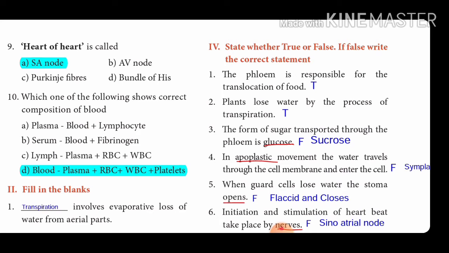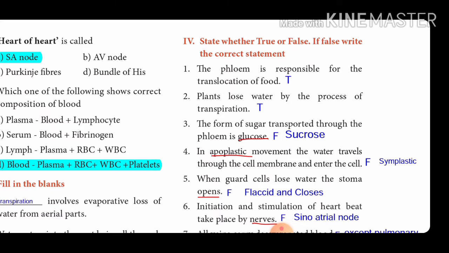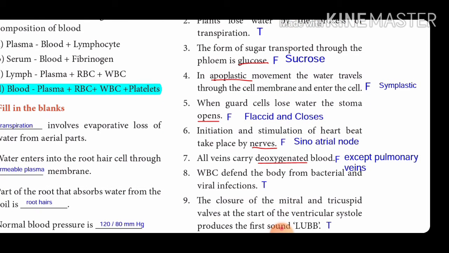Fourth one, in apoplastic movement, the water travels through the cell membrane and enters the cell. This is a false statement. Here, instead of apoplastic, we have to write symplastic. Fifth one, when guard cells lose water, the stoma opens. It's a false statement. The correct one is, when guard cells become flaccid, the stoma closes.